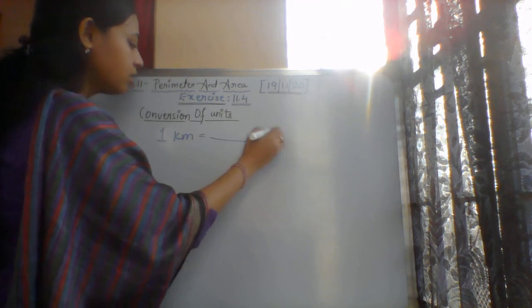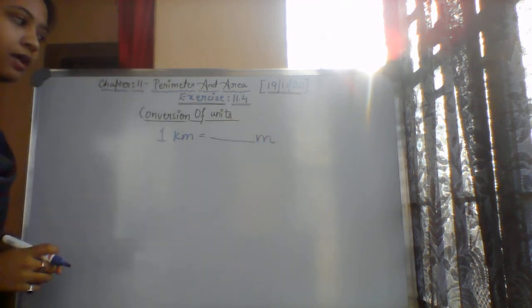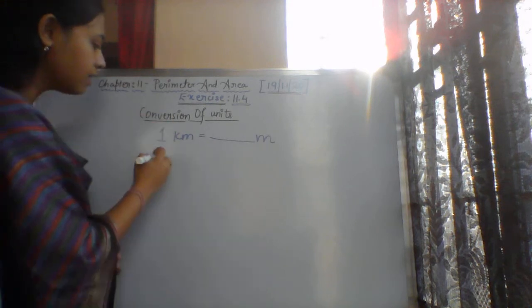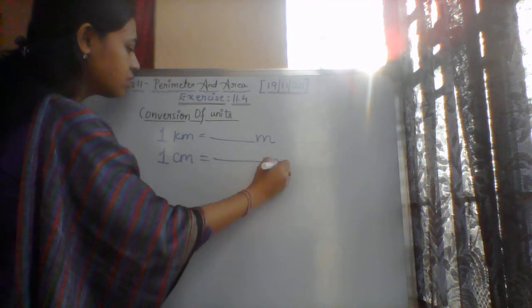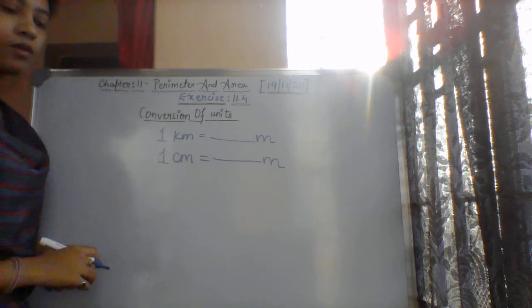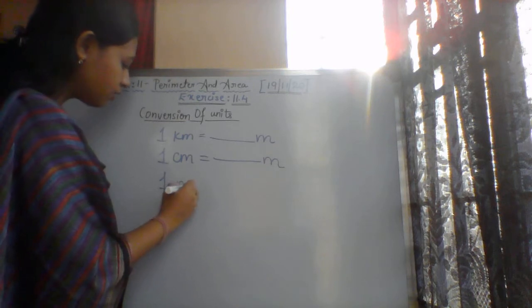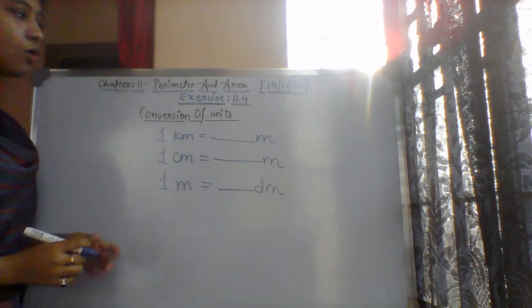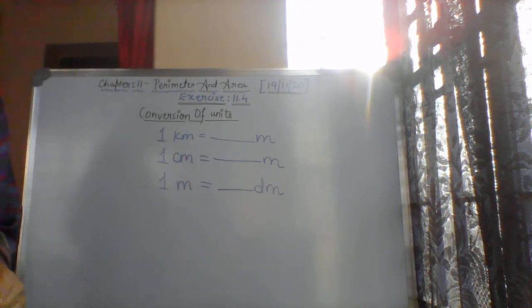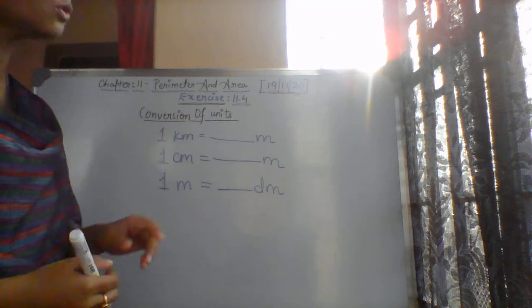So you will be thinking, we have already learned about the conversion of unit. We have learned how to convert 1 kilometer into meter. I know you will be thinking you have learned that. Then you know how to convert 1 centimeter into meter. You will be thinking how to convert 1 meter into decimeter. So all this type of conversion you have learned. Then what are we going to learn in conversion of units?